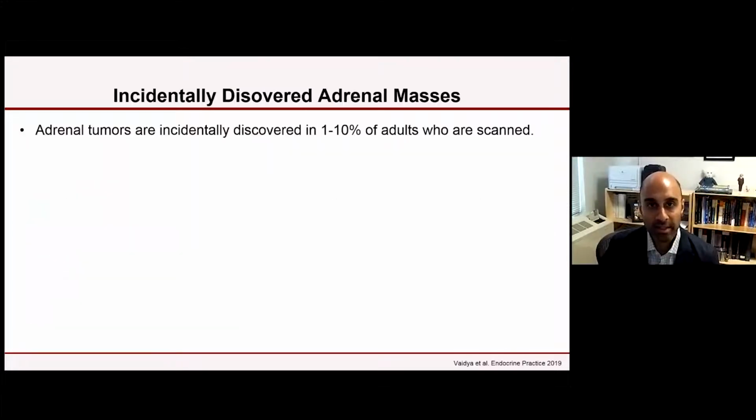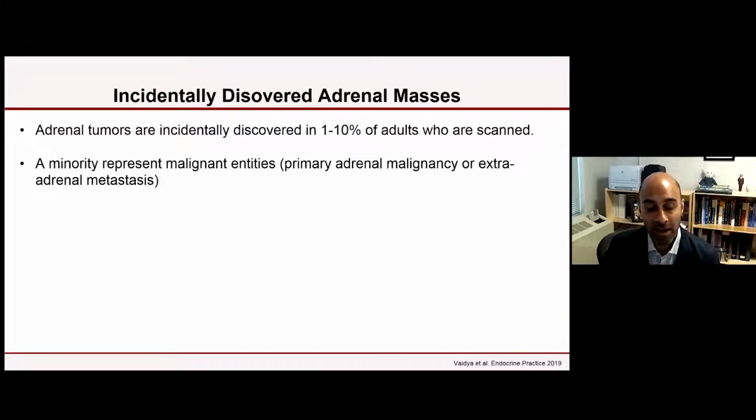So incidentally discovered adrenal masses are common. About 1 to 10% of all adults who undergo an abdominal cross-sectional scan, MRI or CT, are found to have an adrenal mass incidentally. So that's a lot of people, because there's really hundreds of millions of scans per year worldwide. Most of these are not cancer. I mean, one of our concerns is, is this mass a cancer, a malignancy? Turns out most are not.